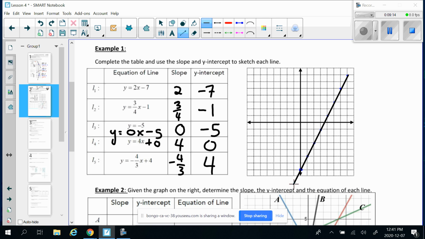So the starting point that I'm always using is that y-intercept. It's going to be the fastest way for me to start. So I'm just going to label this. This is actually line 1. I will also draw line 2.